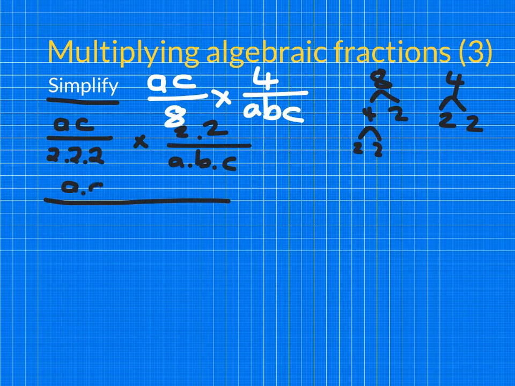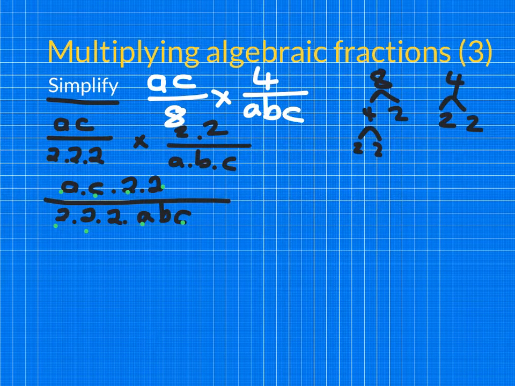A times C times 2 times 2. On the bottom, 2 times 2 times 2 times A times B times C. Have a quick look at them to see what's common on the top and the bottom. So we've got an A, we've got a C, and we've got 2 2's.